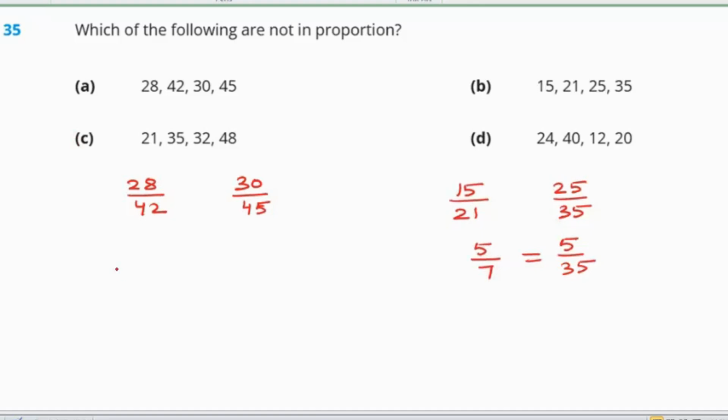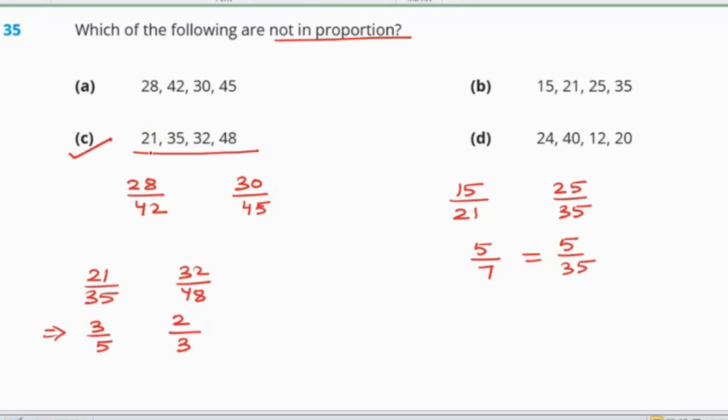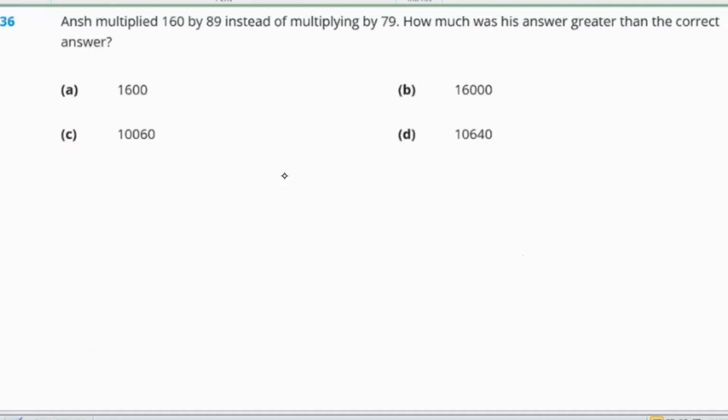Now, if we are talking about option C, which is 25 by 35, 21 by 35, and 32 by 48, if we are going to reduce it in the simplest form, we will be getting 7 3s are 21, 7 5s are 35. And here we will be getting 16 2s are 32 and 16 3s are 48. Now we can clearly see these 4 numbers given over here are not in a proportion. The question is asking which is not in a proportion. So option C is not in a proportion. Got it? Let's move on.